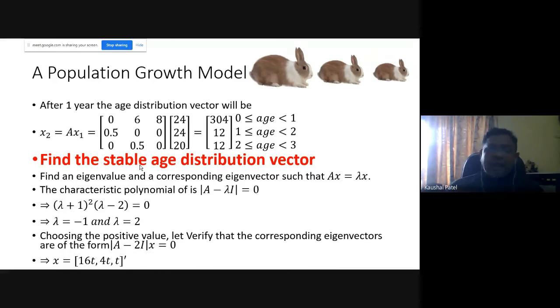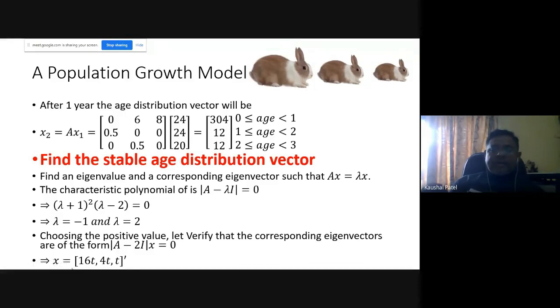So we find the eigenvalues, and we can use the eigenvalues and eigenvectors to find the stabilized distribution vector. Here it is a matrix, and we find A minus lambda I. So lambda is minus 1 and lambda is 2. Minus 1 is not acceptable because it is negative, so we take the positive value.